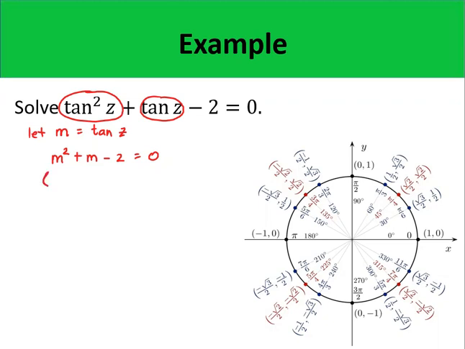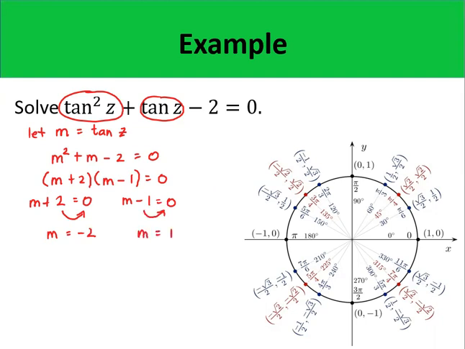But this one, we can factor this as m plus 2 times m minus 1 is equal to 0. By the zero product property, we can equate both factors to 0 and eventually solve for m. So in the first equation, m plus 2 equals 0, we transpose positive 2 to the right side, so we get m is equal to negative 2. For the other case, m minus 1 equals 0, we transpose negative 1 to the right side, and we get m is equal to 1.